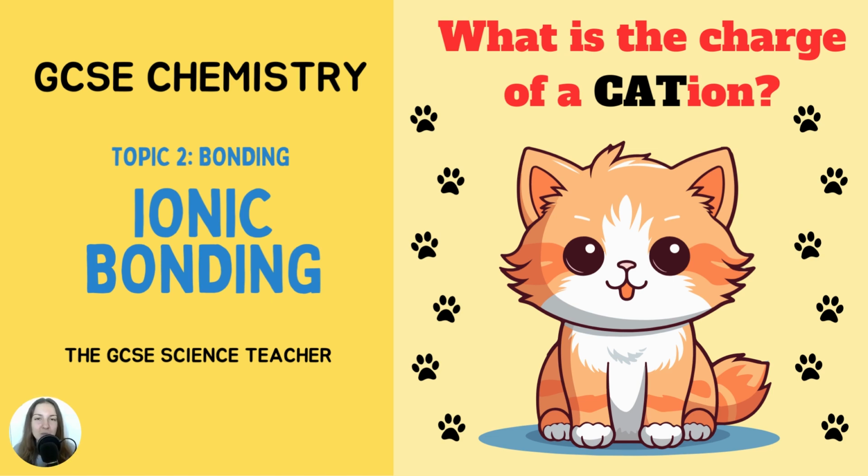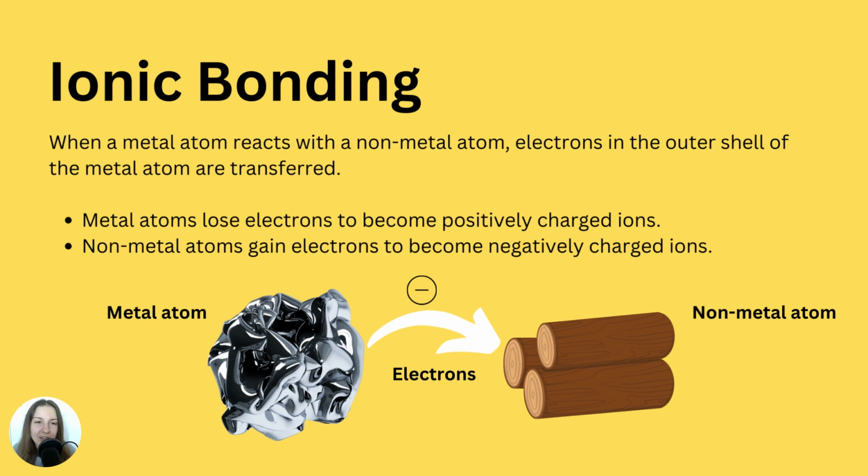So the question of the day is, what is the charge of a cation? Well, it's positively charged. And this essentially just means it's an atom that has lost an electron or donated one and now has a stable outer electron shell but has a positive charge because it's donated that electron. And these are often metals that we're talking about.